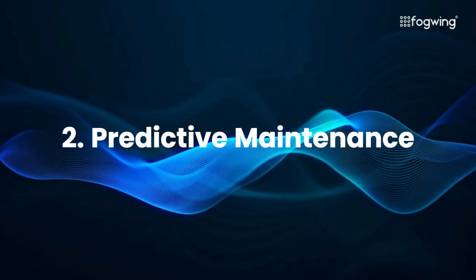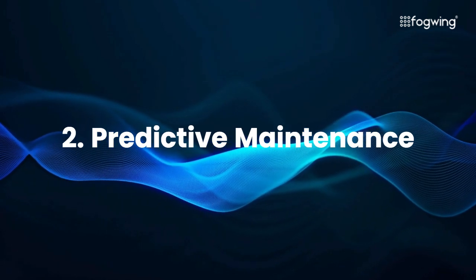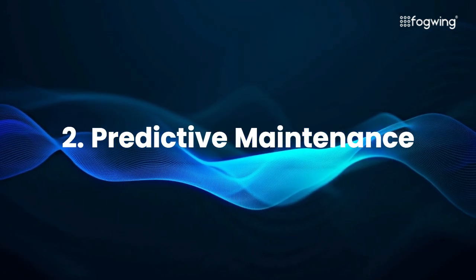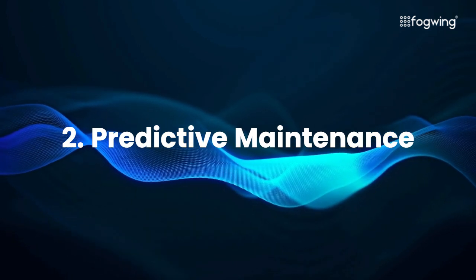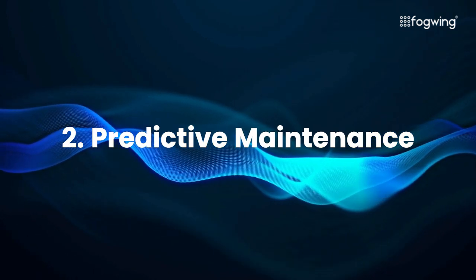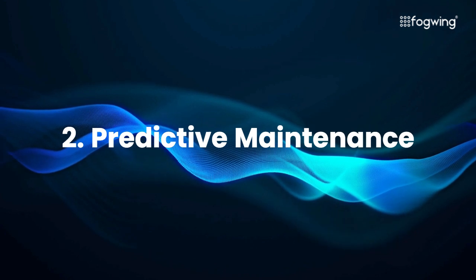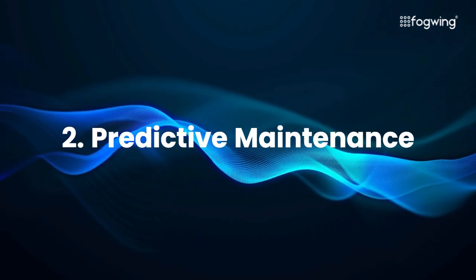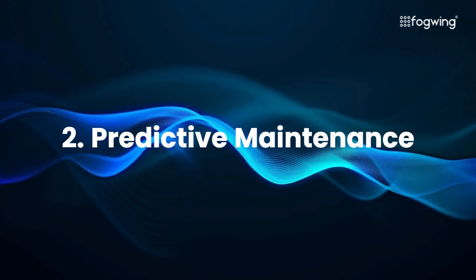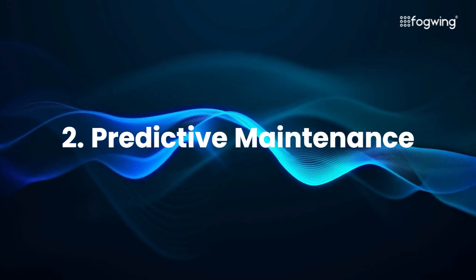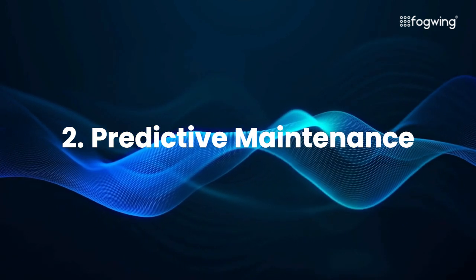2. Predictive maintenance. Predictive maintenance relies on data analysis and predictive technology to anticipate when equipment is likely to fail. By monitoring parameters such as temperature, vibration, and performance metrics, manufacturers can schedule maintenance proactively, minimizing downtime and maximizing uptime.